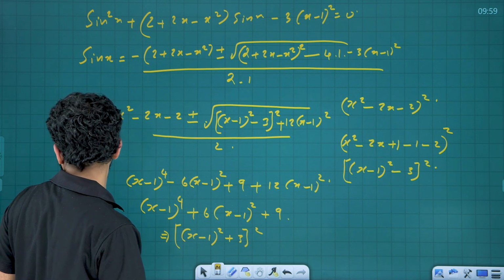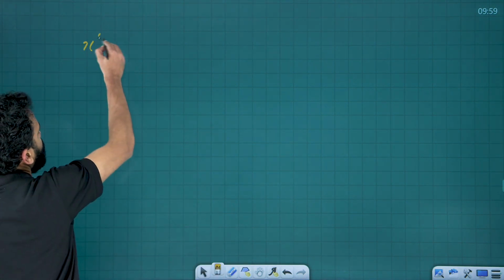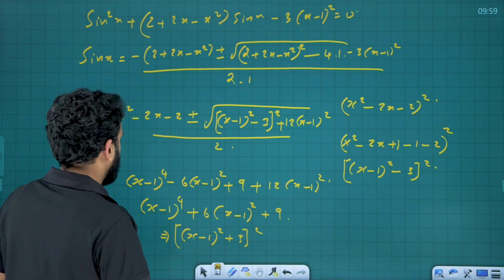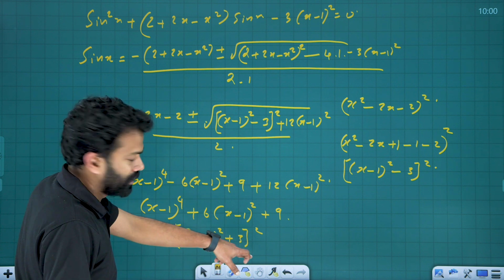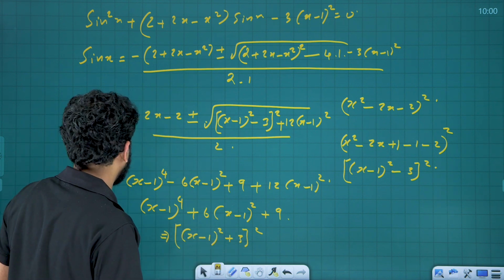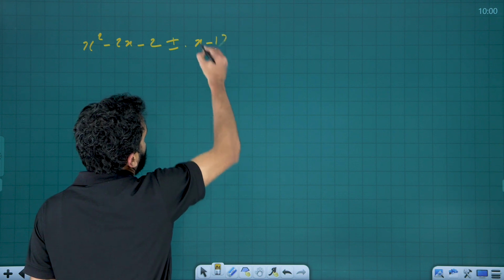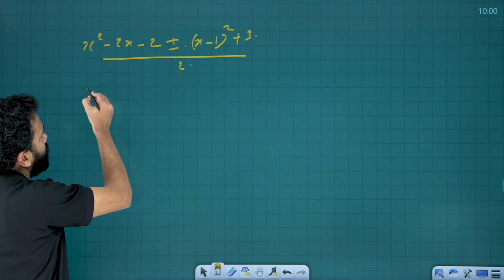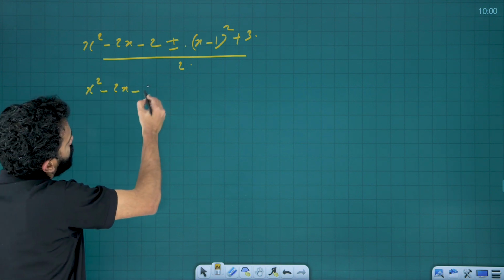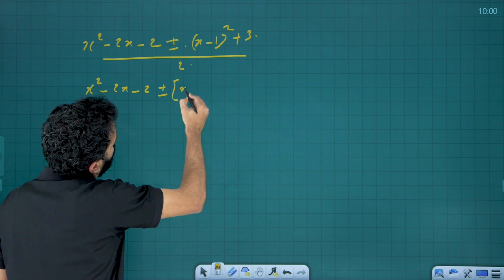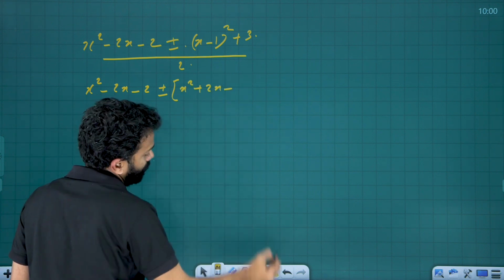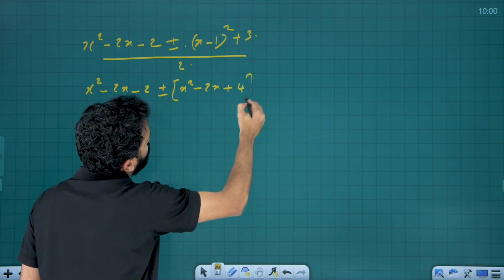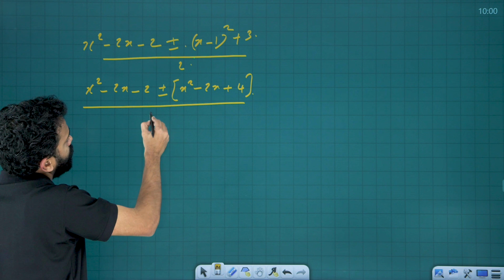It's almost over. Therefore, x square minus 2x minus 2 plus or minus. If you apply this in the root, this square will get cancelled, right? Therefore, it becomes (x minus 1) whole square plus 3 divided by 2. Now, you can open the bracket and it will be x square minus 2x minus 2 plus or minus x square minus 2x plus 1 plus 3, which is 4, divided by 2.